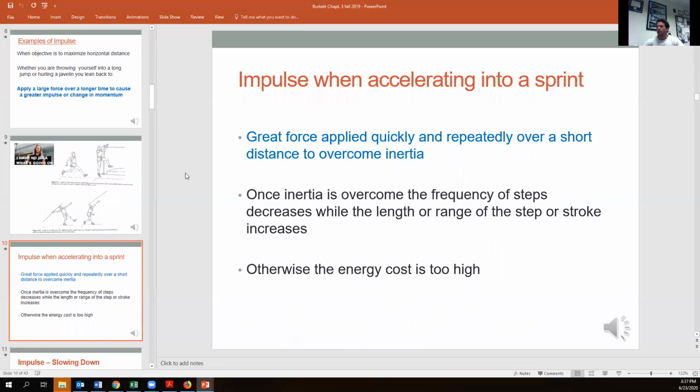I'm getting old. So it turns out when we're trying to accelerate ourselves, once again, it's that change in force over change in time.